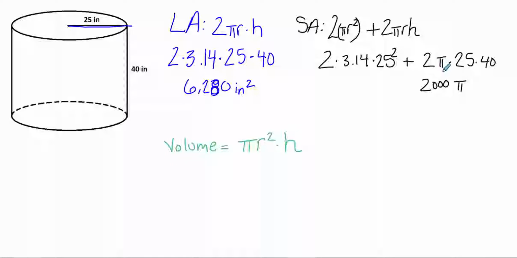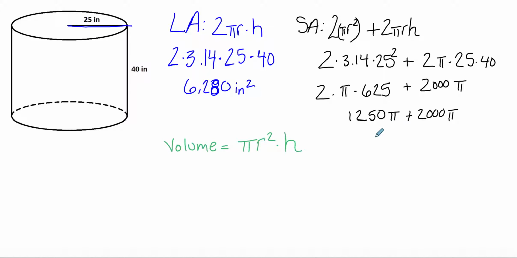Notice I didn't calculate the pi in. I just took the 2, the 25, and the 40, and I got 2,000. Over here, I have to do exponents first. If I did my exponents first, that leaves me with 2 times the pi times 625. If I take 2 times 625, I get 1,250 pi plus 2,000 pi.